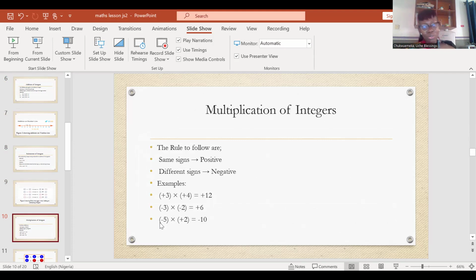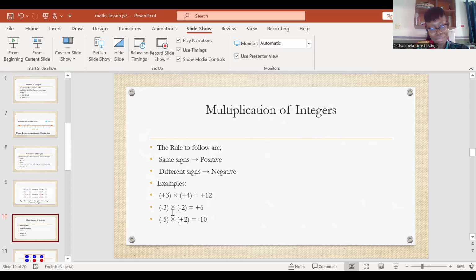Different signs lead to negative. Let's look at it here. Same signs. Look at positive, positive. Look at positive 3 and positive 4. 3 times 4 is 12. Minus 3 times minus 2 is plus 6.